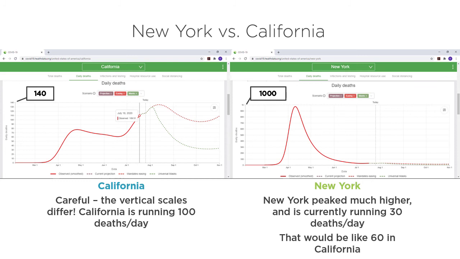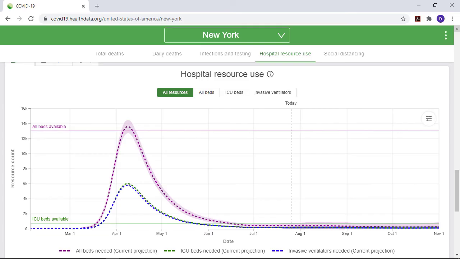On the other hand, their numbers are stable, whereas California's are still growing. But New York is doing so much better than they were. They far exceeded not only available ICU beds, but available hospital beds as well. Having seen the worst, it's quite possible that New Yorkers are taking social distancing and wearing masks much more seriously than other parts of the country, which will help keep their numbers down.